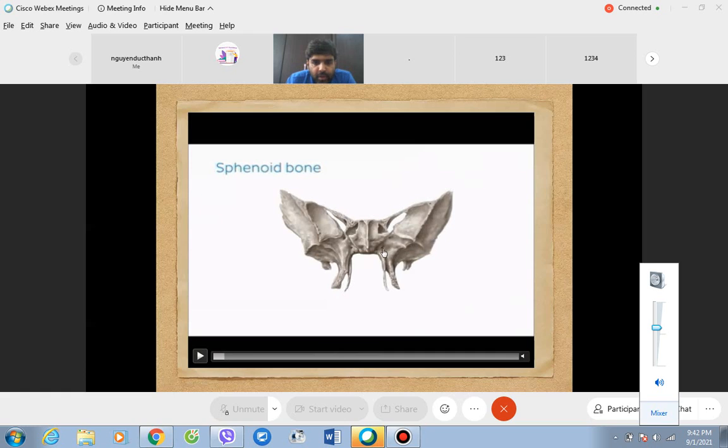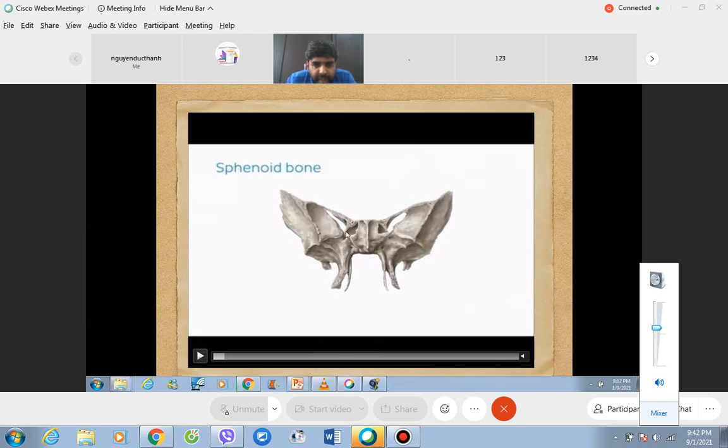This is the sphenoid bone. This is the body of the sphenoid. This is the lesser wing of the sphenoid. This is the greater wing of the sphenoid. And these are the pterygoid processes, namely the lateral pterygoid and the medial pterygoid. Body, lesser wing, greater wing, pterygoid.